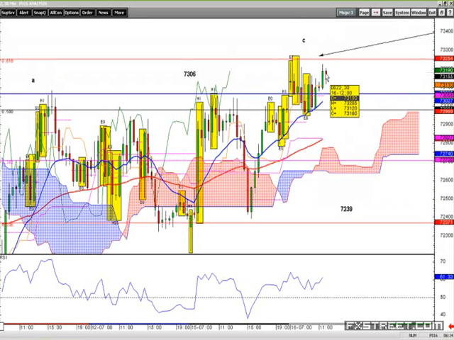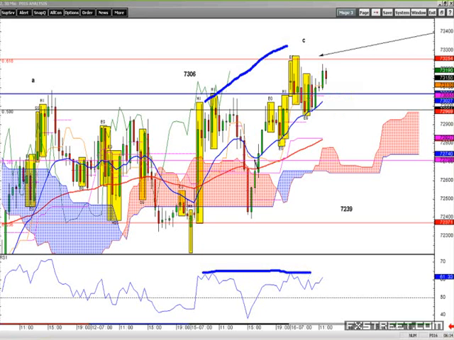Have we got anything else? Not really. Got a bit of divergence. This indicator, the RSI, is flat while the market makes a higher high. I'm not mad about divergence, to be honest. So we're waiting for that break. We're using price action, and in this scenario an ABCD formation.